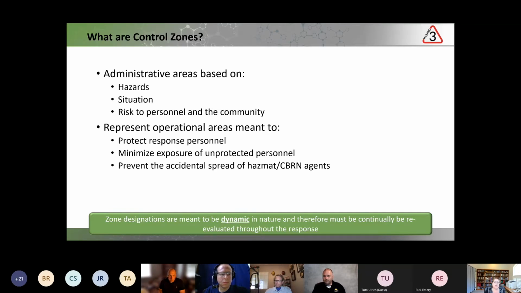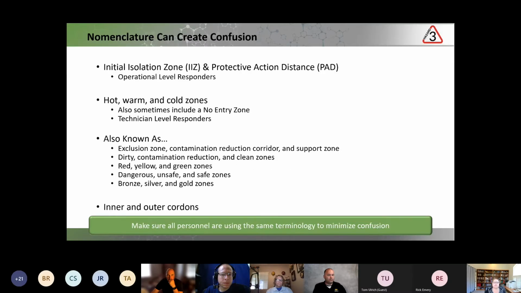Now, one thing we have to keep in mind is that just like a risk assessment is dynamic, the zones that we build in our control zones have to be dynamic as well, because all of the different things that can affect your hazard assessment also affect your control zones. Whether that be topography, a container breach, or just regular atmospheric changes, all of those things are dynamic and have to be assessed throughout the entire system.